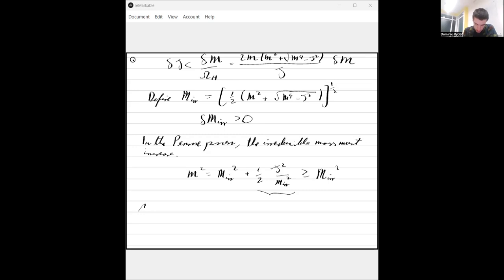Thus, assuming we start with a black hole of mass M0 and angular momentum J0.